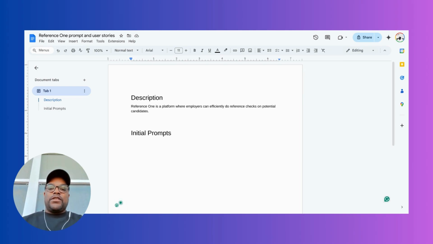With Reference One, it essentially takes all the onus off of the employer and puts it all on the candidate. That's why we'll go into this a little bit deeper. So we'll say Reference One's platform where employers can efficiently do reference checks on potential candidates by shifting the responsibility and responses over to the references themselves.